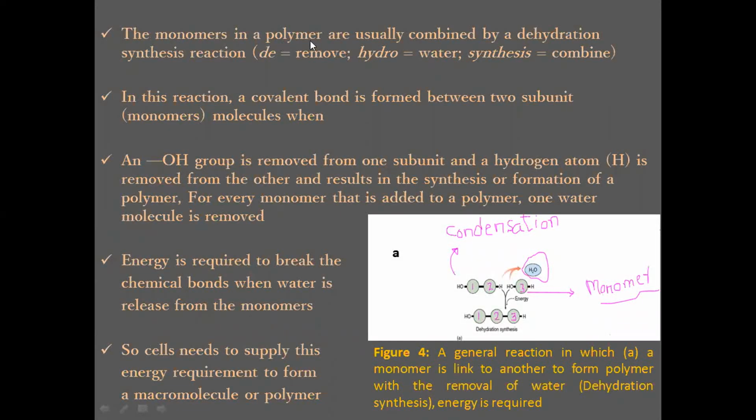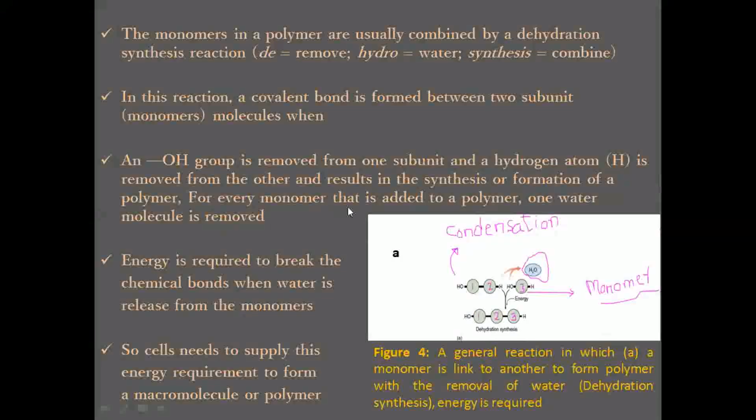The monomers in a polymer are usually combined by a dehydration synthesis reaction, also known as a condensation reaction. De means remove, hydro means water, synthesis means combine. In this reaction, a covalent bond is formed between 2 subunits or monomer molecules when an OH group is removed from one subunit or monomer and a hydrogen atom is removed from the other subunit, and this results in the synthesis or formation of a polymer.